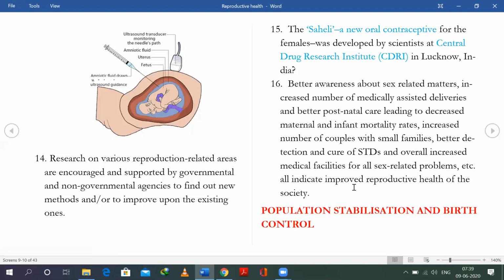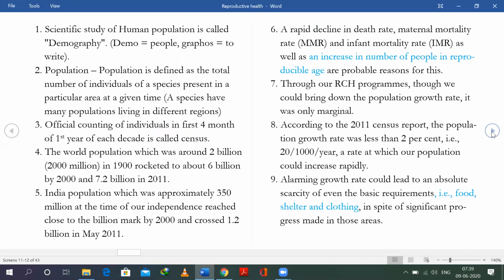So I hope we are clear about this amniocentesis test procedure. It is very important. We'll be starting our next lesson with population stabilization and birth control, the various contraceptive methods that are available.